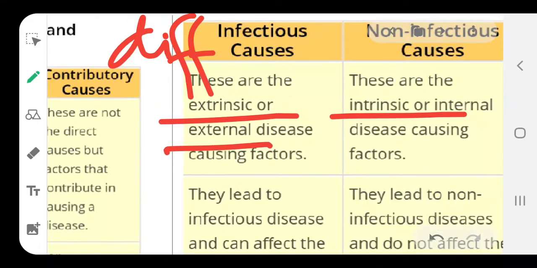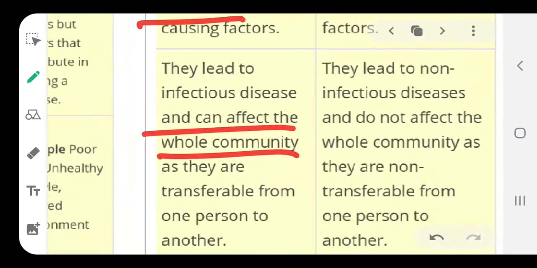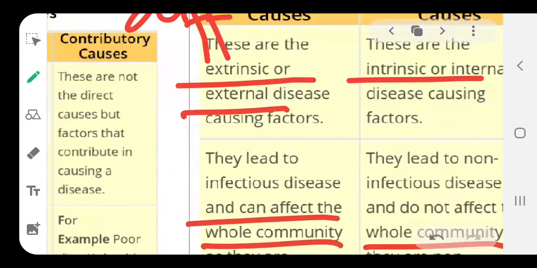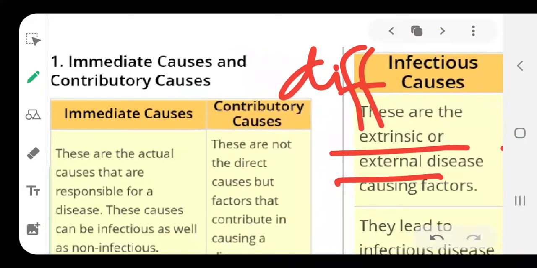In the case of infectious disease, they lead to infection and can affect the whole community. As you can see, we are being homebound, so that affects the whole community. In the case of non-infectious disease, they do not affect the whole community and are not transferable from person to person. So, these two differences between infectious and non-infectious causes you should know.